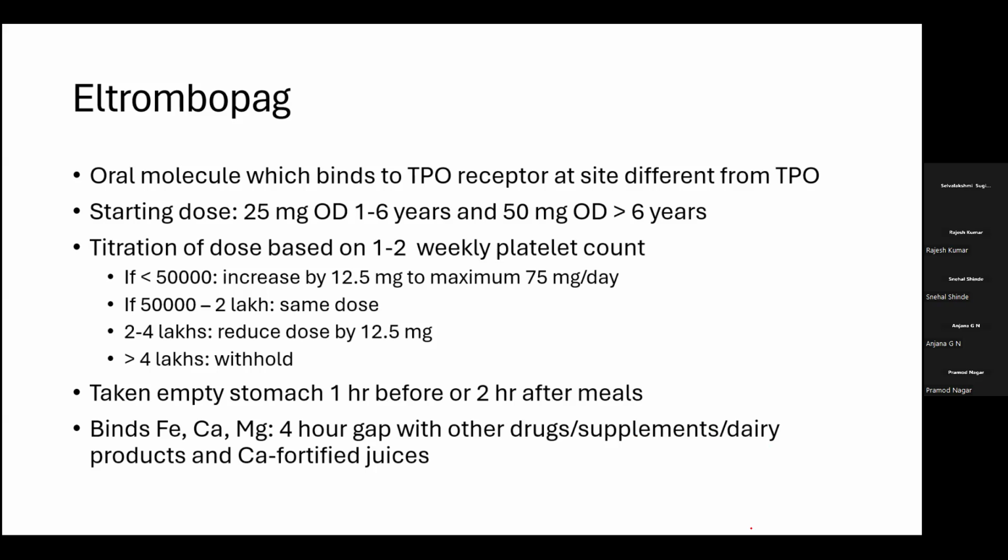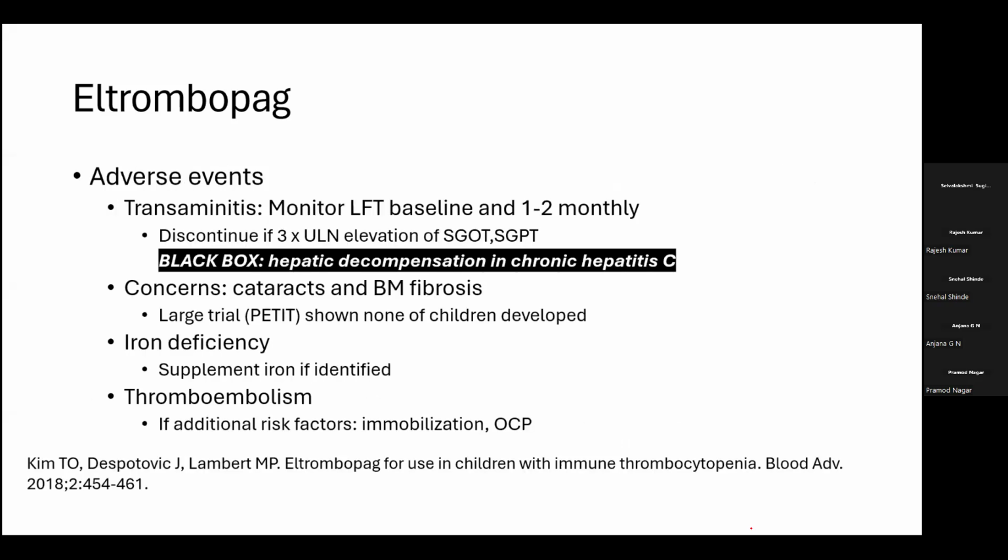The major problem with eltrombopag in children is the meals. You have to take it on an empty stomach, so 1 hour before or 2 hours after meals. And because it can bind iron, calcium, and magnesium, you have to keep a 4-hour gap if the patient is taking other medicines like iron tablets or calcium medications, or any supplements or dairy products that are rich in calcium. Then you have to keep a 4-hour gap with eltrombopag. So this makes it a little difficult in children.